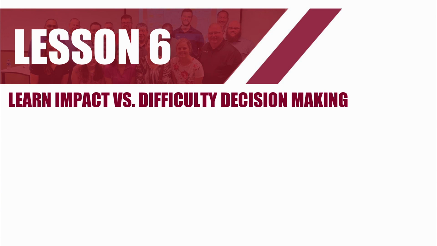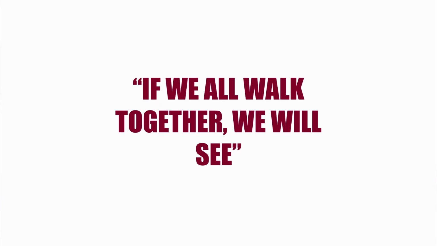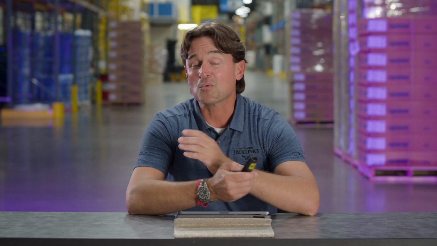Welcome to Lesson 6. Learn impact versus difficulty when it comes to decision making. One of my quotes when I think about this model is, if we all walk together, we will see. A lot of different ways of walking together, whether it's Gemba walks, walking outside the building, whatever it may be. What that walk is all about is calibration and understanding what everybody's seeing. The only way to do that is to walk together.